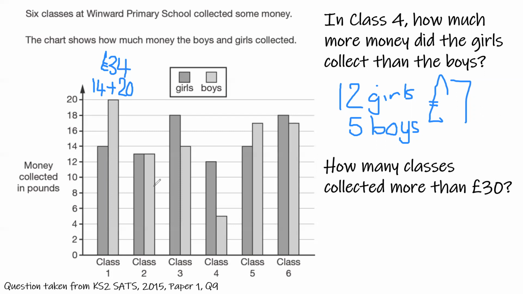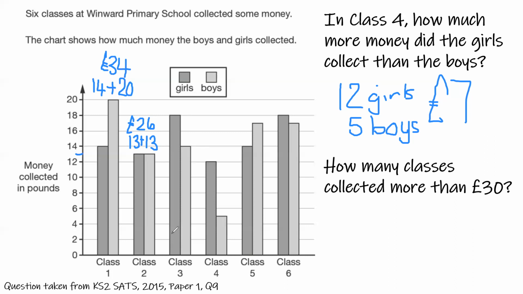Now, if we look at class 2, if we read these off here, they both got the same amount of money. So reading it here, it's halfway between £12 and £14. So that's £13 for the girls and £13 for the boys. And again, if we add those two together, we have 3 and 3 is 6, and 1 and 1 is 2. So that'd be £26 in total that the boys and girls collected.